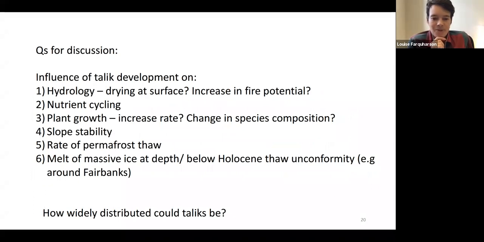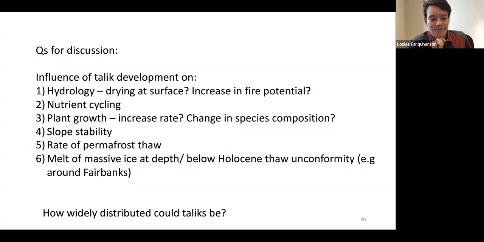And so, for discussion points, any feedback on the data would be great, but I'd also like to hear people's thoughts on potential impacts of this talik formation on different elements of the landscape and ecosystem. So hydrology, is this going to result in drying at the surface? Is this going to cause increased fire potential? How is this going to impact nutrient cycling, plant growth? Would this cause a shift in species composition once we have taliks? Obviously, something like species composition is also going to be impacted by changes in air temperature too. Could this impact slope stability?